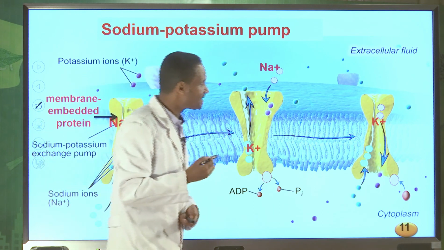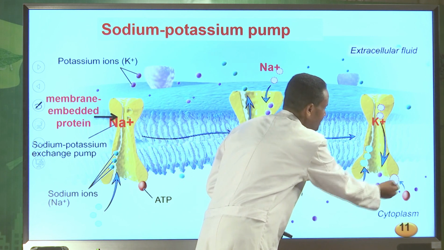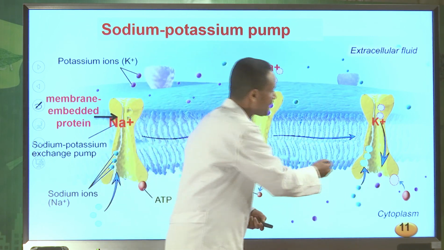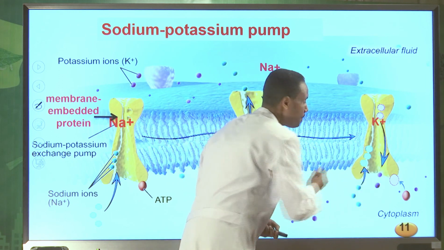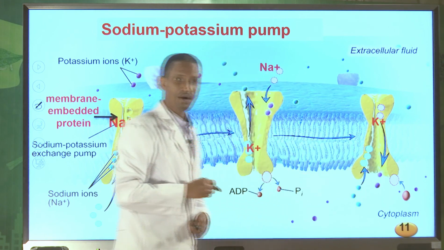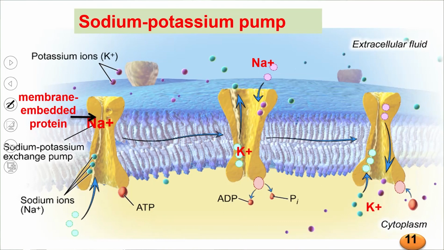Then at the third step, when ATP again attaches to the internal side of the membrane embedded protein, it becomes open from the internal side. Then the potassium is totally pumped into the cell. Look, the process. This is how the sodium-potassium pump can take place by the process of coupled reactions.